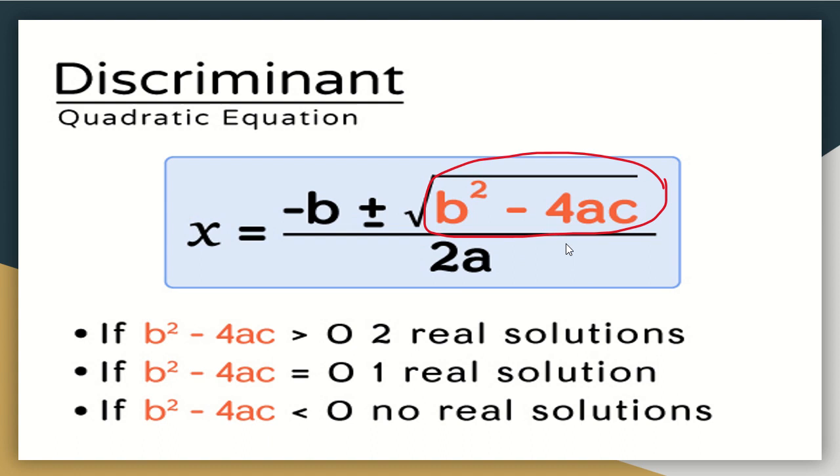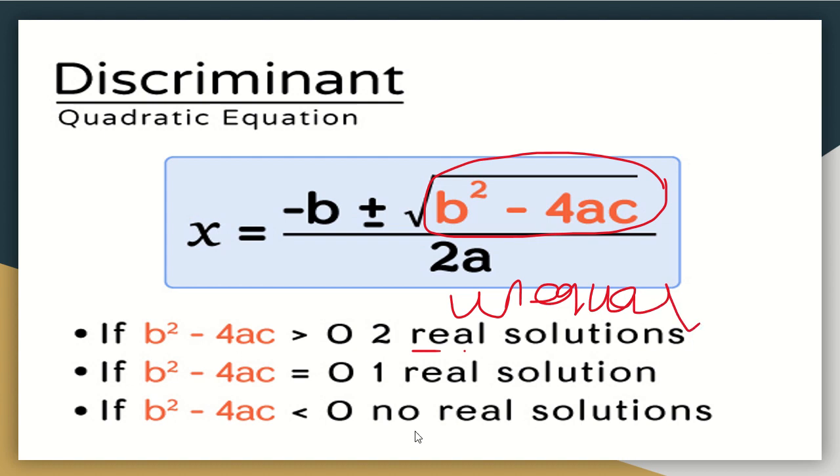If I substitute these values from your equation, if this discriminant is greater than 0, then how many solutions will you have? You will have 2 real solutions. If it is equal to 0, then you will have 1 real solution. If it is less than 0, you will get no real solutions. Okay. So you have to remember this condition. Greater than 0, it will be 2 unequal roots also we can say. Unequal roots also you can say.